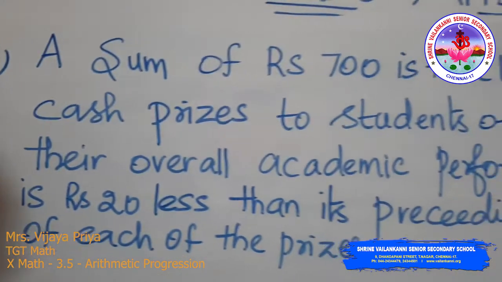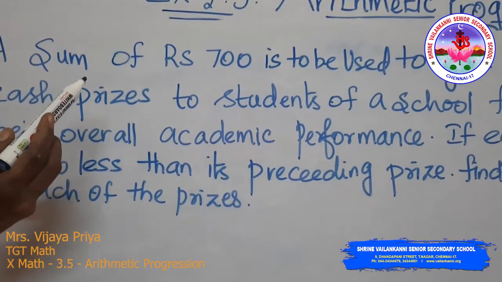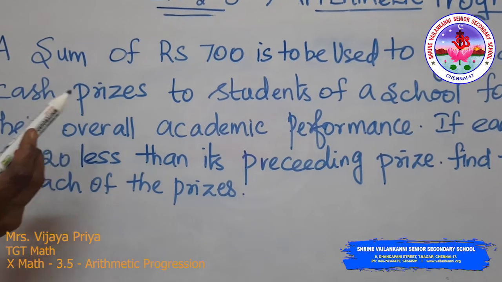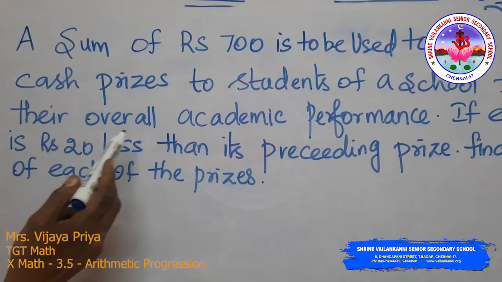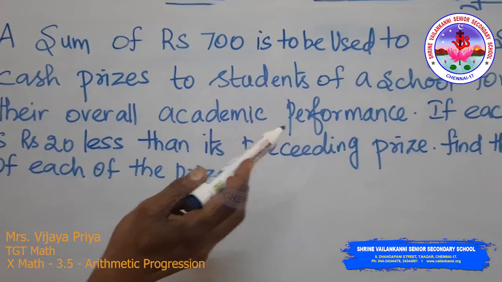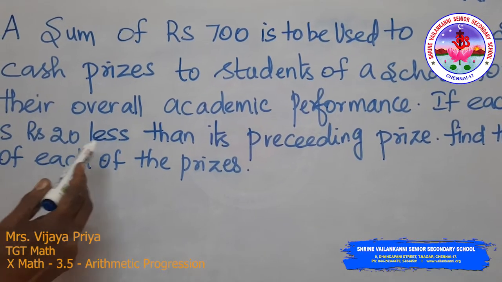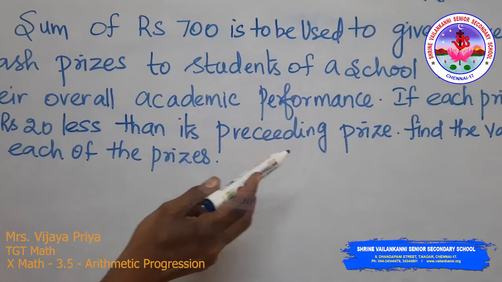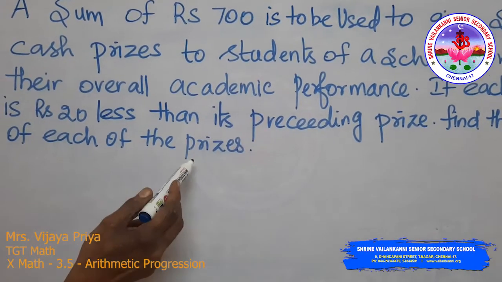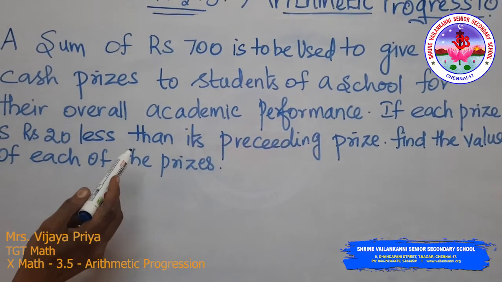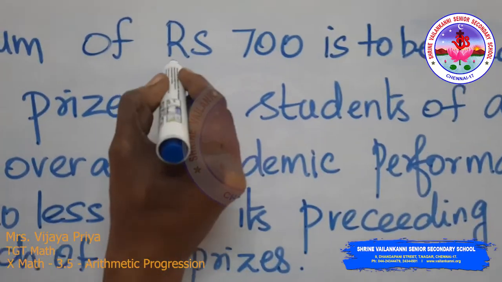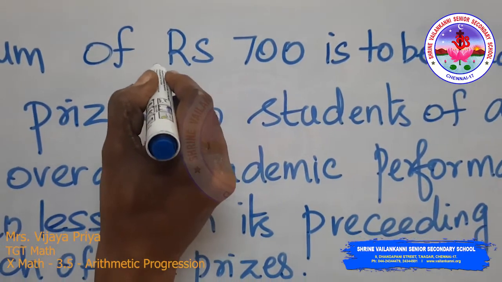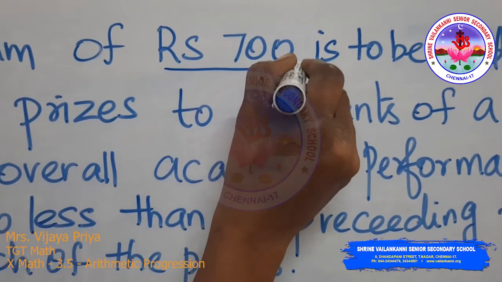15th problem. A sum of rupees 700 is to be used to give 7 cash prizes to students of a school for their overall academic performance. If each prize is rupees 20 less than its preceding prize, find the value of each of the prizes. So in the given problem, he has given that the total sum of 7 prizes will be 700.